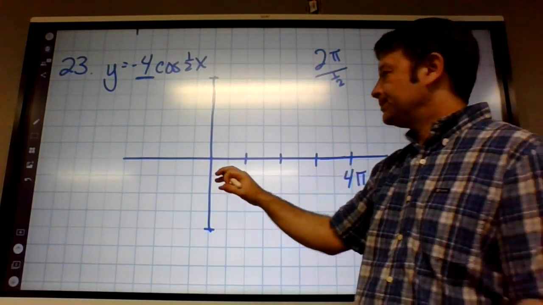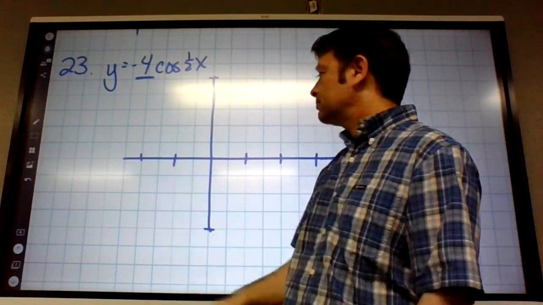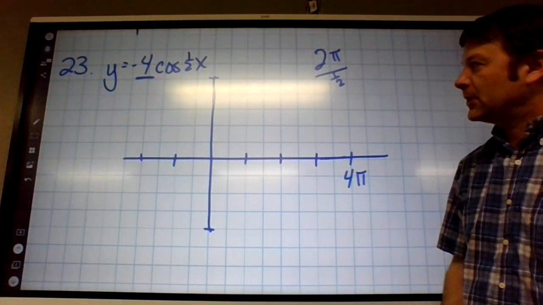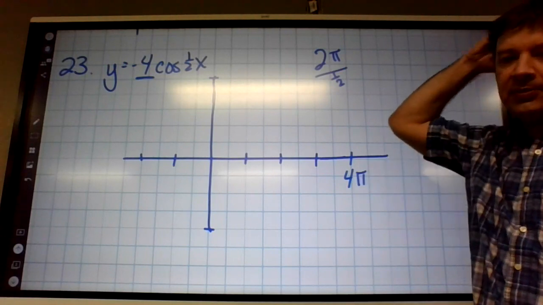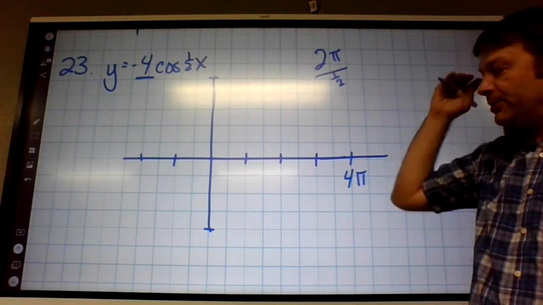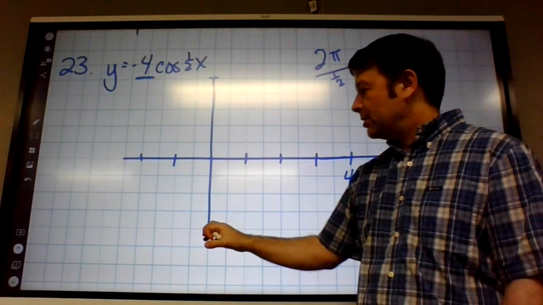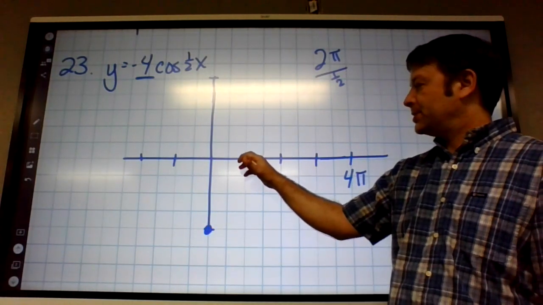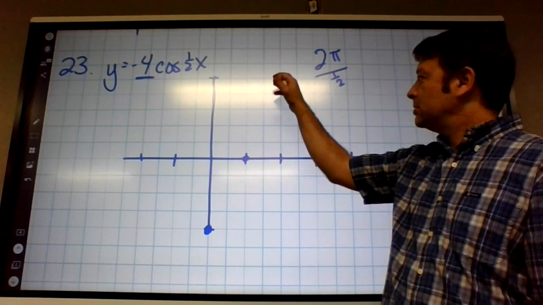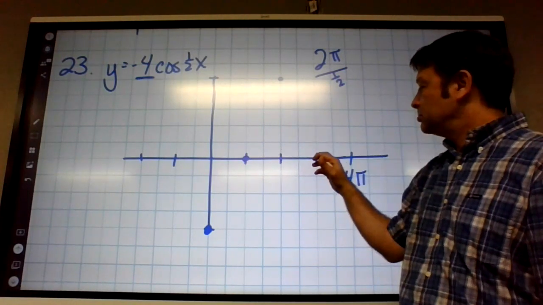Okay, this is a cosine, but it's a negative cosine, just like number 18. So where are we going to start at? The bottom. So there's only one place to go when you're at the bottom. That is up.